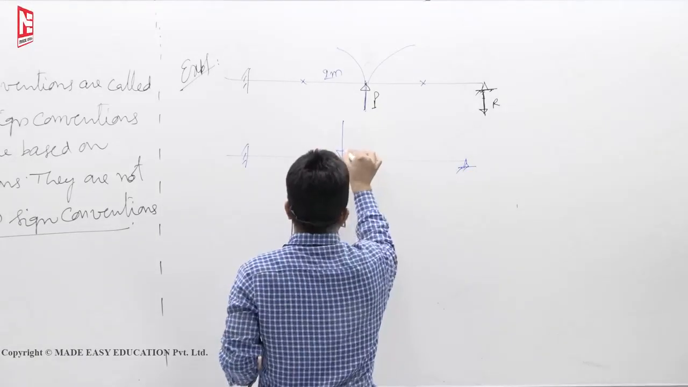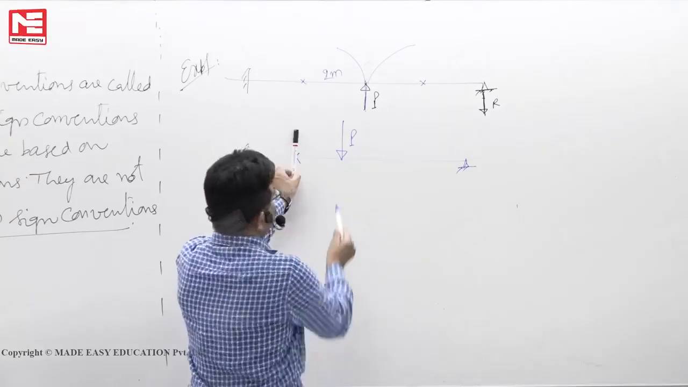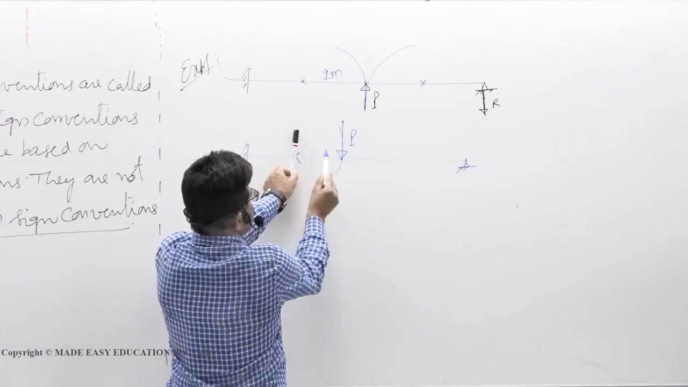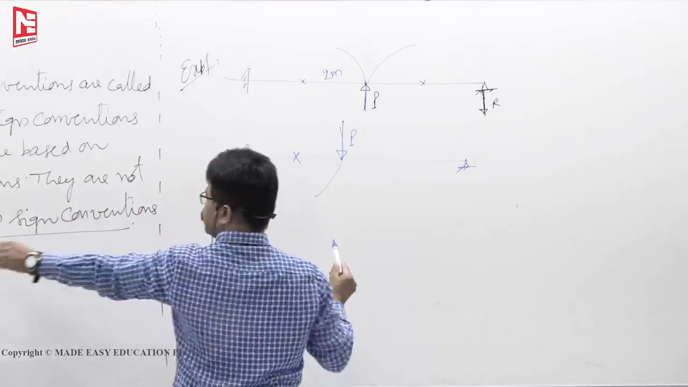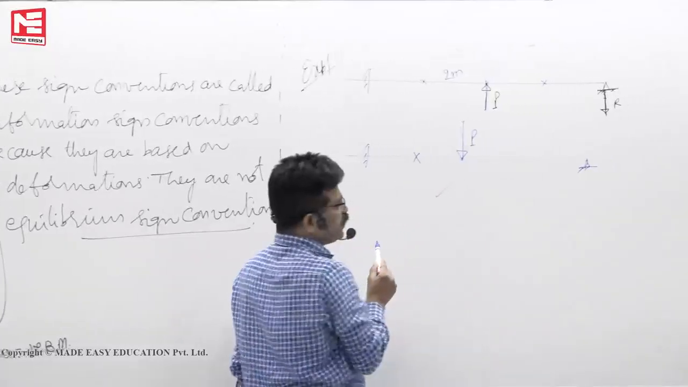Suppose that there is a downward force P. I want to find bending moment here. Stand there, look at the force. Tail to the head towards the point. Section right side clockwise. Section right side clockwise. It produces negative bending moment here.